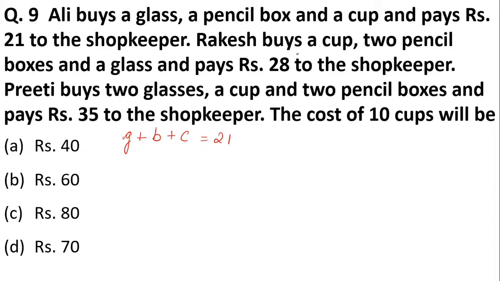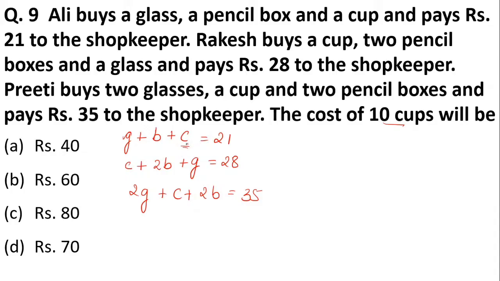For Rakesh, Rakesh buys a cup. Okay, he's going to buy a cup, two pencil boxes. So let's write B. We have taken pencil box as B. And a glass. So one glass, and how much is he paying? He is paying 28 rupees. Then the third one is Preeti buys two glasses, a cup, and two boxes and pays 35. So what is the cost of 10 cups? So you have to find the value of C over here.